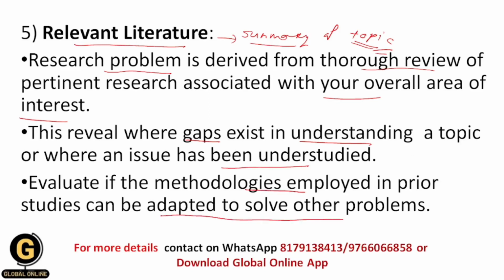It also evaluates whether the methodologies employed in prior studies can be adapted to solve other problems. If research has been done on a particular topic, can we use the researcher's methodologies for another research by another scientist? These things can also be evaluated through relevant literature. So this is the main source of any research problem, because by knowing the literature you will get the ideas.